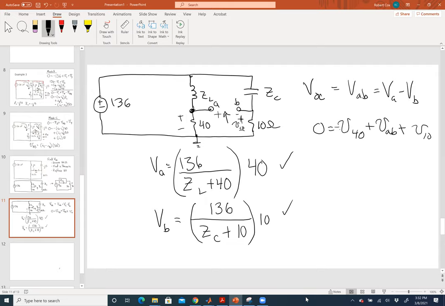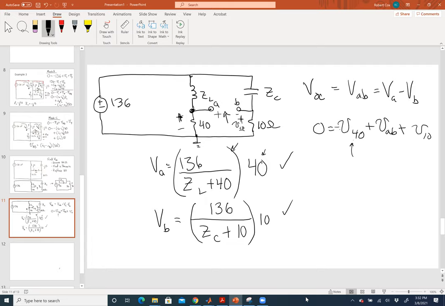Why don't you multiply VA by 40 and VB by 10 at the end? Well, the V40 is saying it's the voltage across that element, which is just the current through that element times the impedance. All right, gotcha, thank you.